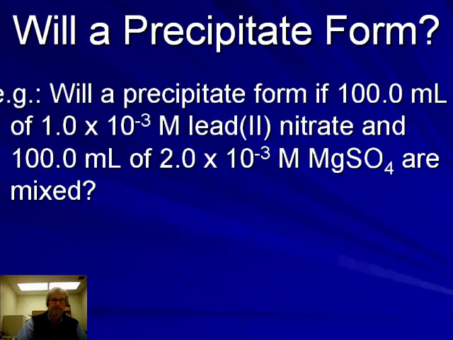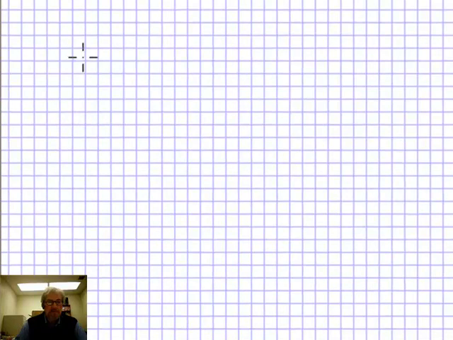So here's a problem to solve using this technique. Will a precipitate form if 100 milliliters of a 1 times 10 to the minus third molar lead nitrate solution and 100 milliliters of a 2 times 10 to the minus third molar magnesium sulfate solution are mixed? So this is the situation.